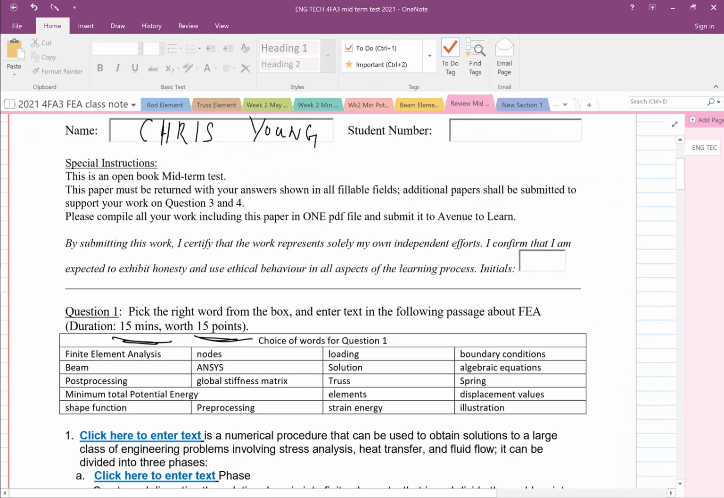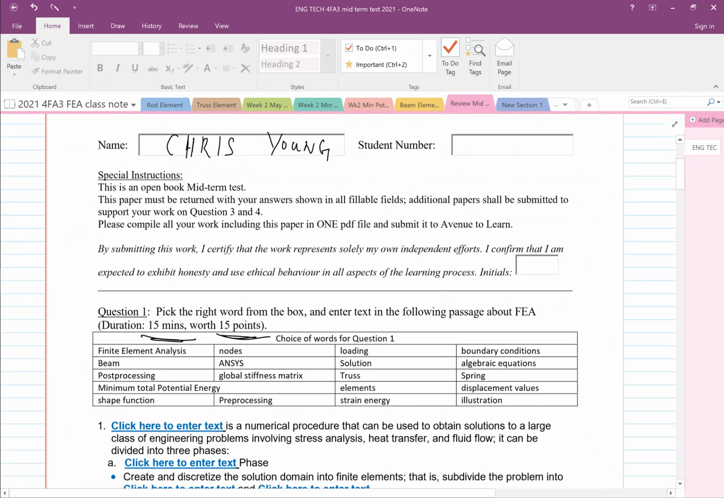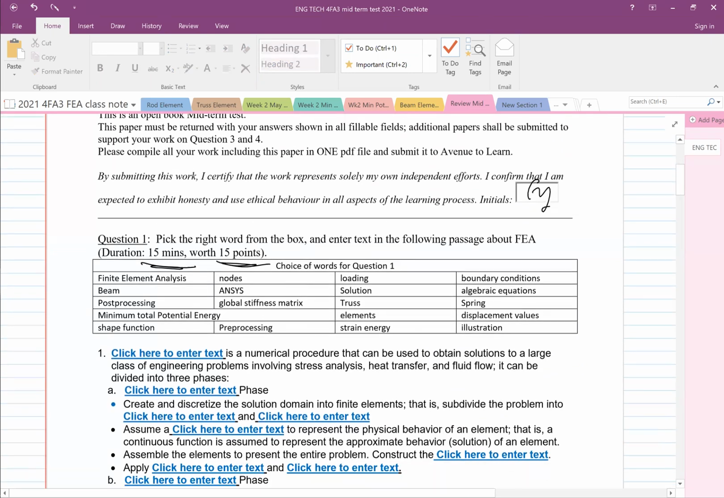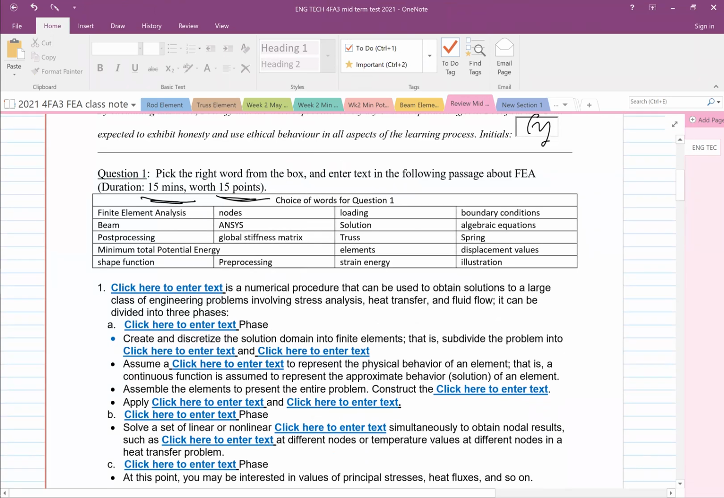When you get an exam, of course, you write down your name and your student number, and we'll start working. Always do not panic. There's nothing strange. You've seen all that before. What is the first thing? What is the numerical procedure that we use to obtain a solution? Of course, it is FEA, the finite element analysis.